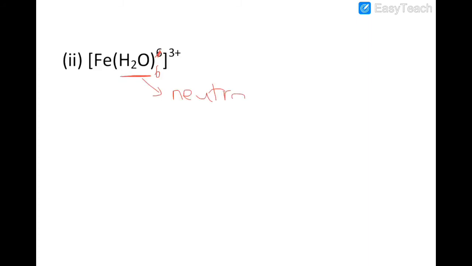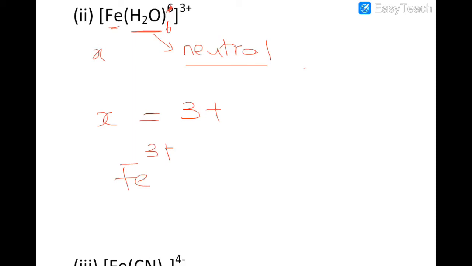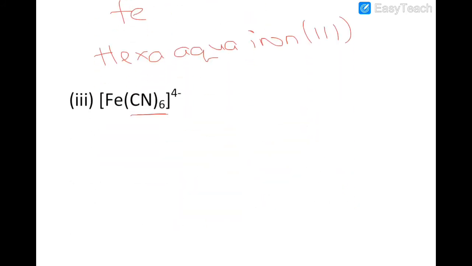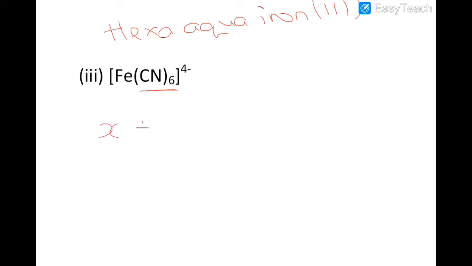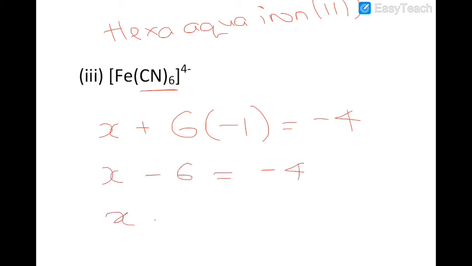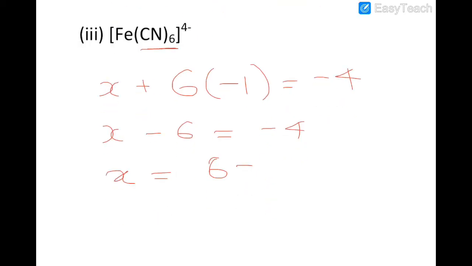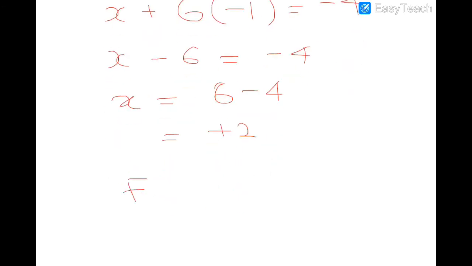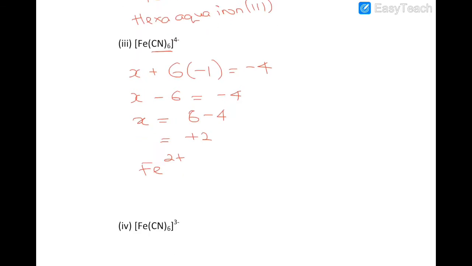Now, if you look at Fe, this is the hexaaqua complex of iron. Because this is a neutral ligand, it does not contribute to any charge. So iron is X, and X is equal to 3+. So then it's Fe3+. You could name that hexaaqua iron(III). Here you have 6 CN-, so Fe is X plus 6 times -1 is equal to -4. So X minus 6 is -4. Therefore, the charge would be 6 minus 4, so +2. So then it's Fe2+. So this is how you can find the oxidation state of the metal.